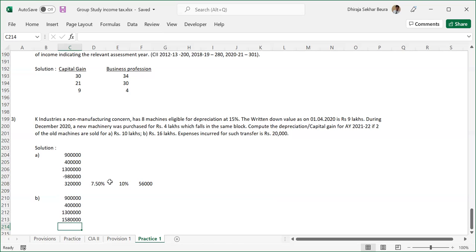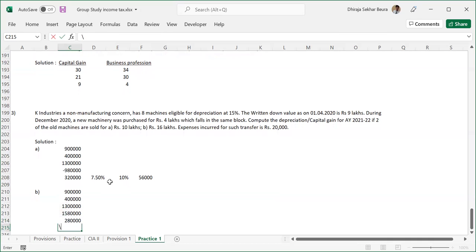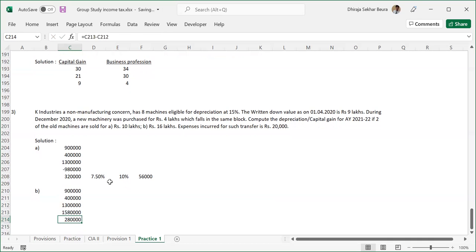Now here, what is our sale consideration? 15 lakhs 80. What is the cost of asset? 13 lakhs. Simply deduct these values: 2 lakh 80. 2 lakh 80 is our capital gain. Make sense?